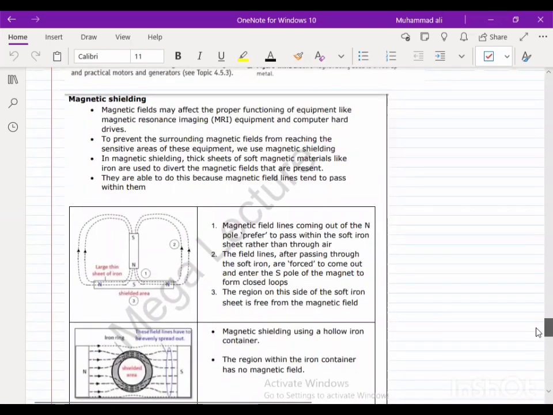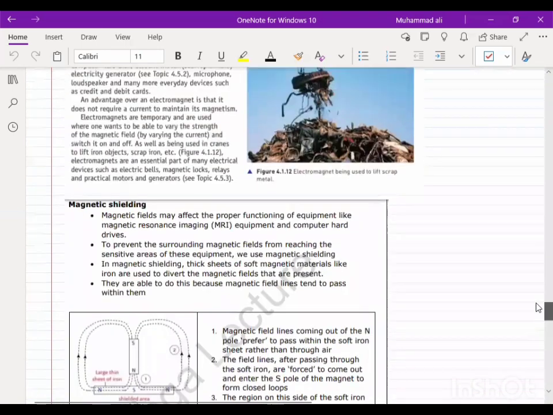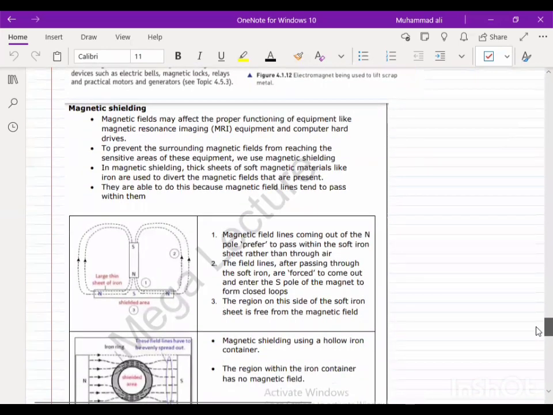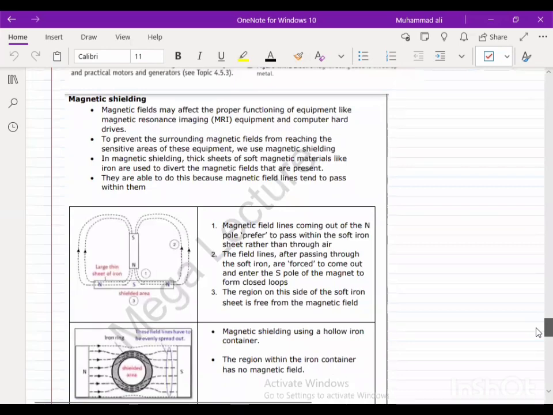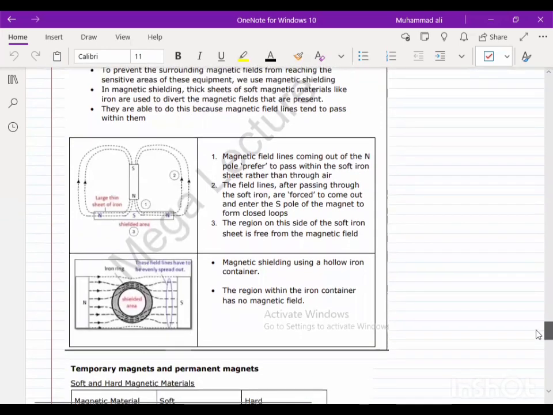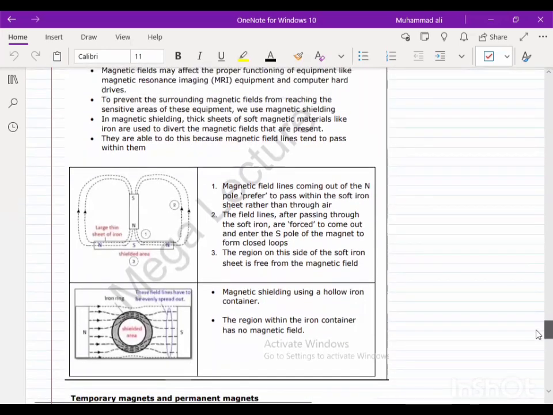Okay, then we have the use of magnetic shielding. These are basically uses in magnetism. Magnetic fields may affect the proper functioning of equipment like magnetic resonance imaging equipment and computer hard drives. To prevent the surrounding magnetic fields from reaching the sensitive areas of this equipment, we use magnetic shielding.